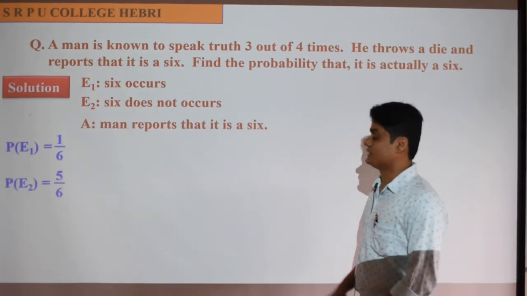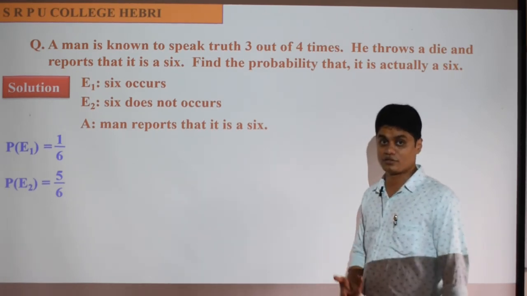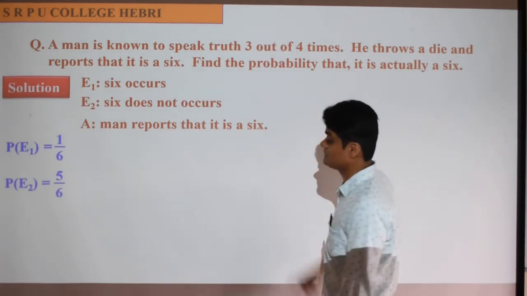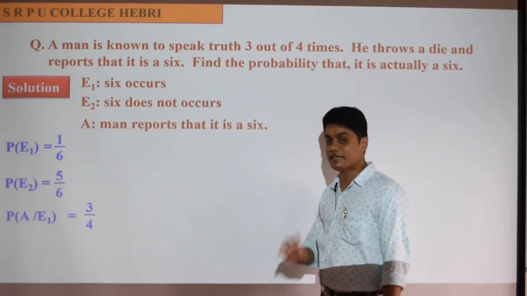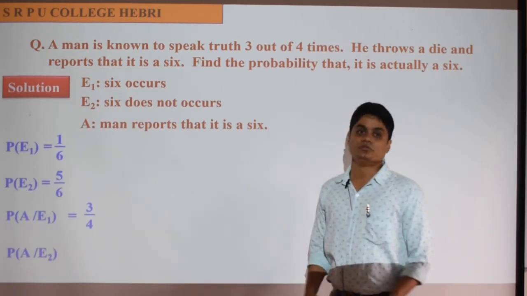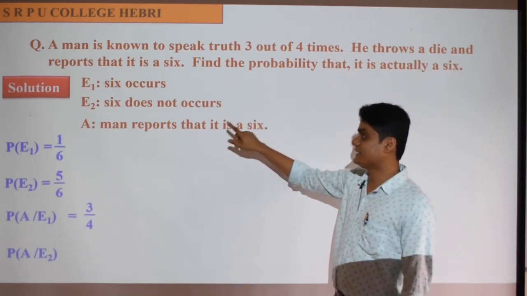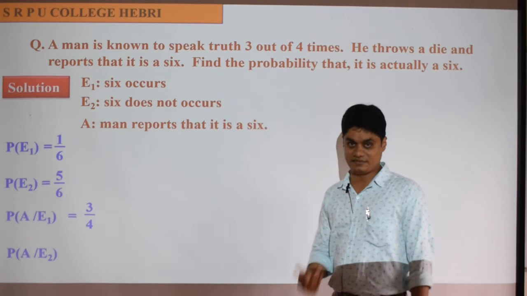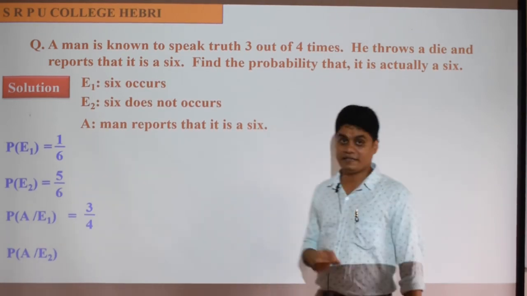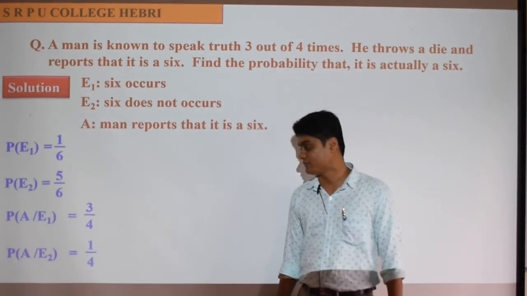Now A given E1: the man reports that it is a 6 and the die shows 6, and then the man is telling truth. What is the probability that he will tell truth? 3 out of 4 times. So it's very clear, 3 by 4. Only that number is visible in the question. And probability of A given E2: the man reports that it is 6 and the die shows other than 6, which means he is telling a lie. 3 out of 4 times he tells truth, so what is the probability he will tell a lie? 1 minus 3 by 4 is 1 by 4.